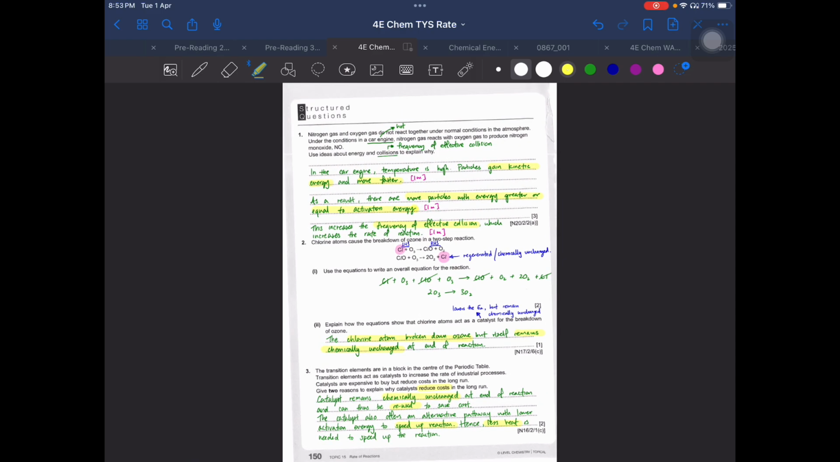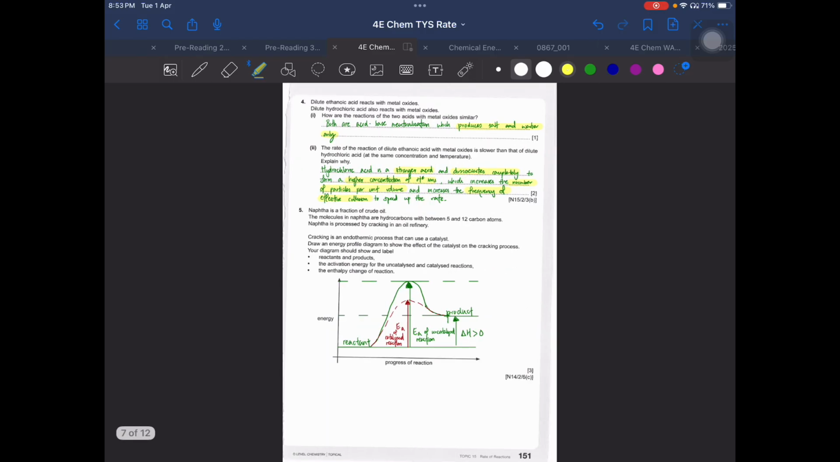Right? So this will help to answer this first page of the structured questions. Let's go to the second page.